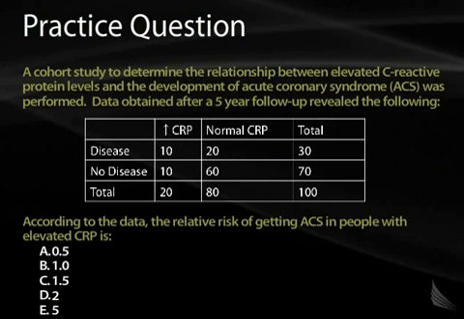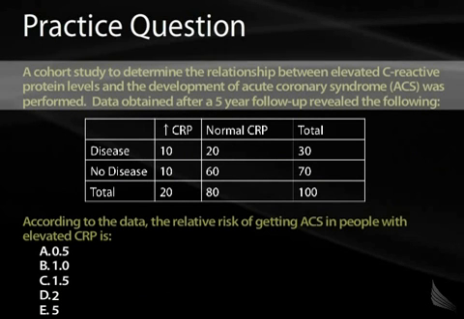Practice question. A cohort study to determine the relationship between elevated C-reactive protein levels and the development of acute coronary syndrome was performed. Data obtained after a 5-year follow-up revealed the following, and the data are presented in terms of elevations in CRP versus normal CRP and the development of the disease over time.